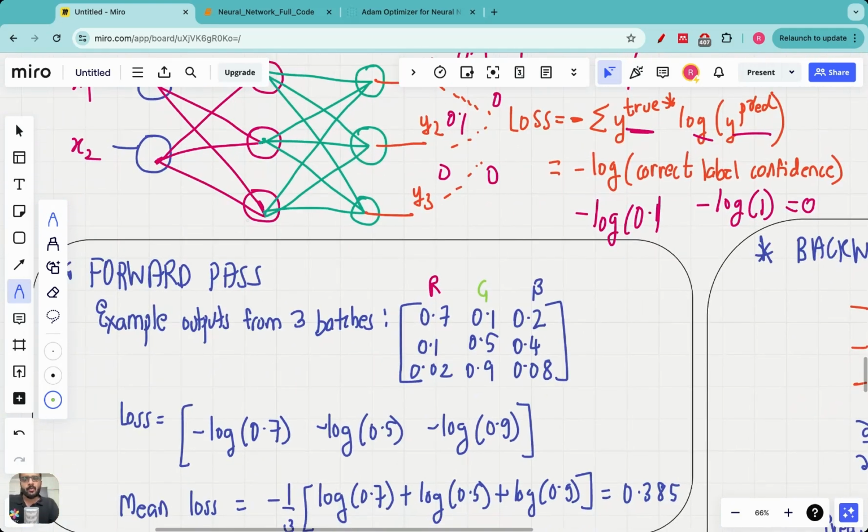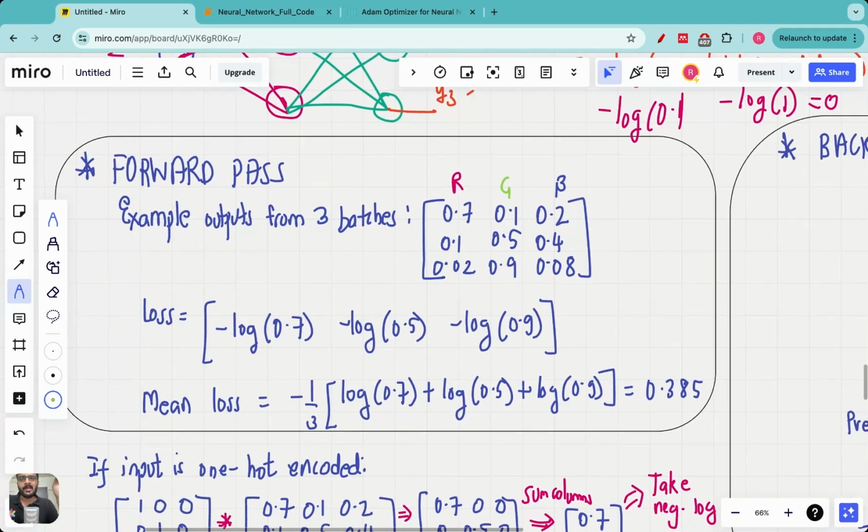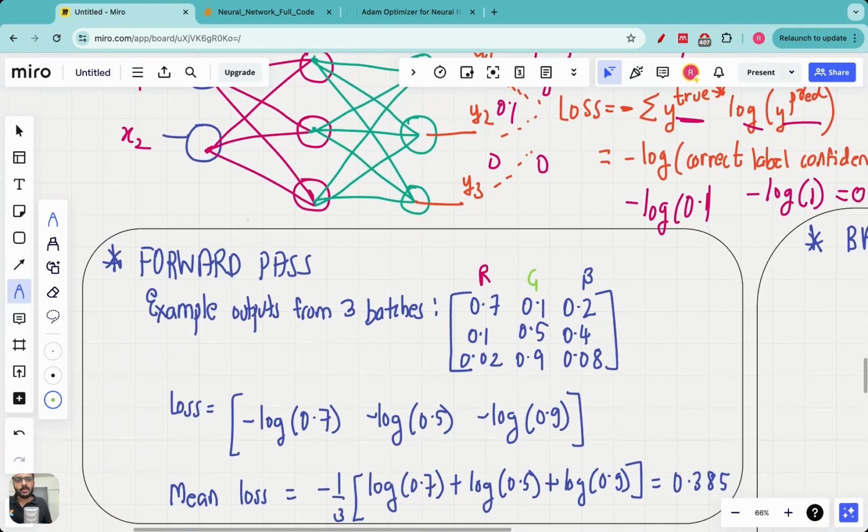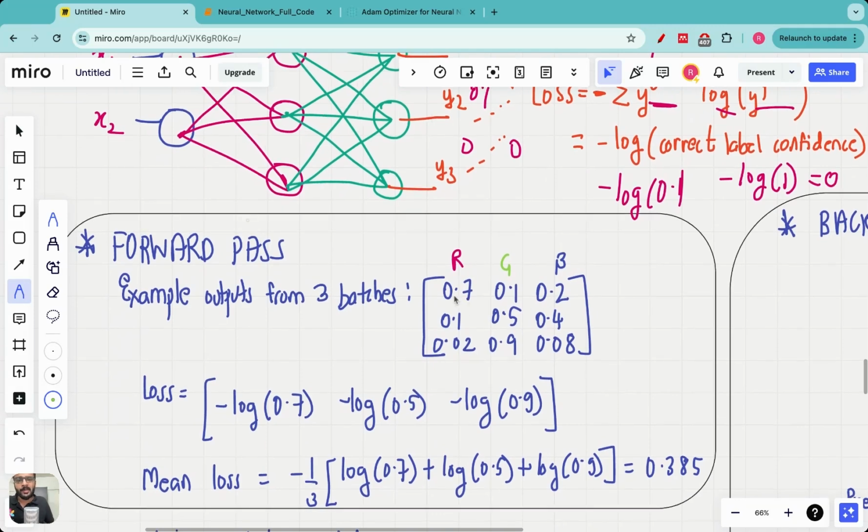Now I'll show you how to do a forward pass on the categorical cross entropy loss. Let's say we have three batches of input data. For the first batch, the output is 0.7, 0.1, and 0.2. From the second batch, the output of the final three neurons is 0.1, 0.5, and 0.4. And for the third batch, the output of the three neurons is 0.02, 0.9, and 0.08.